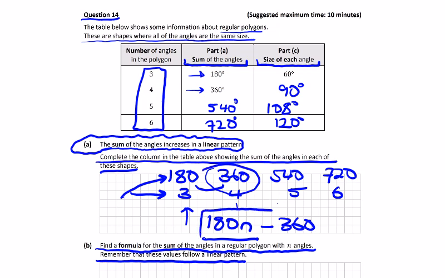So it'll be 180 times 4, which is 720, minus 360 is 360. And then for 5, 180 times 5 is 900, minus 360 is 540. So this is our formula for the sum of the angles in a regular polygon with n angles.